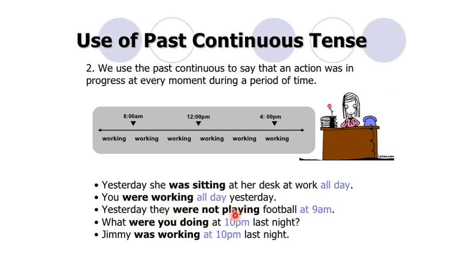Yesterday they were not playing football at 9 a.m. What were you doing at 9 p.m. last night? Jimmy was working at 10 p.m. last night. You can see here all the sentences are showing a long period of time.